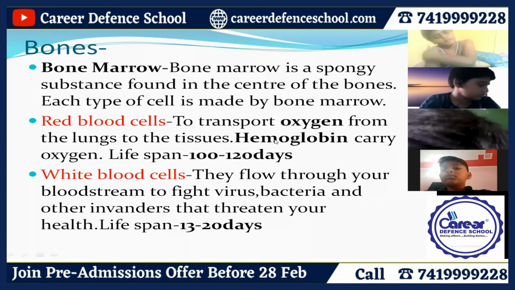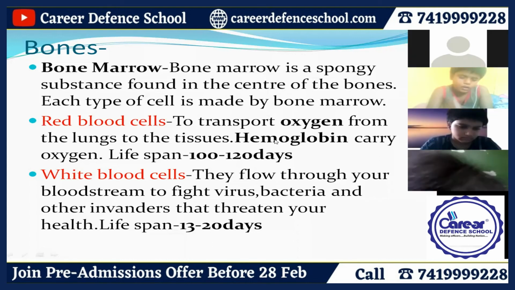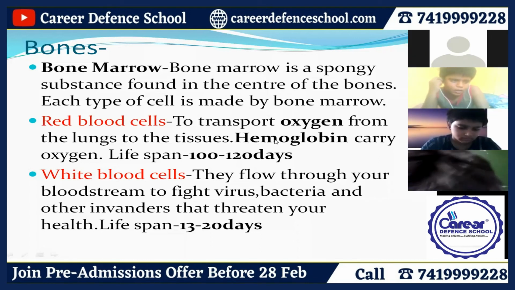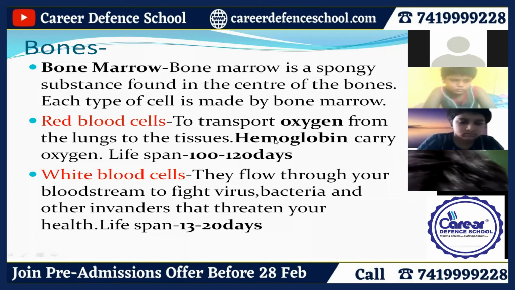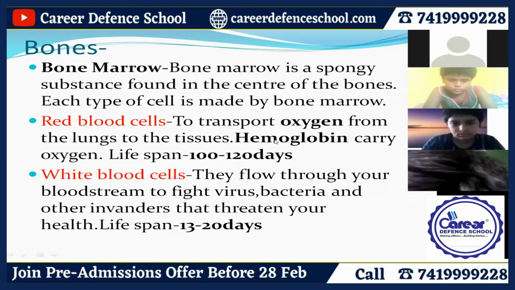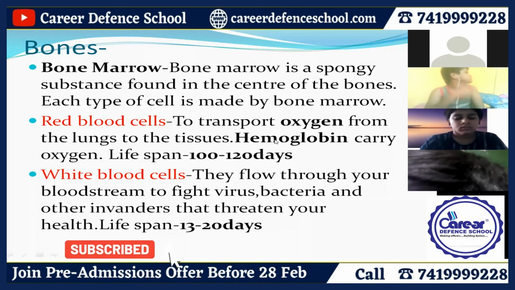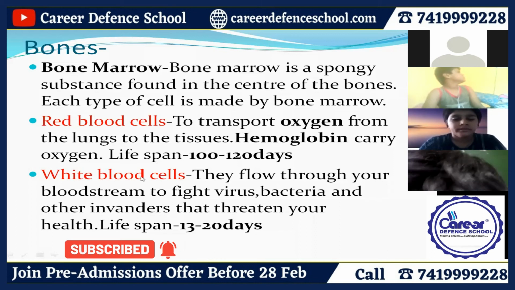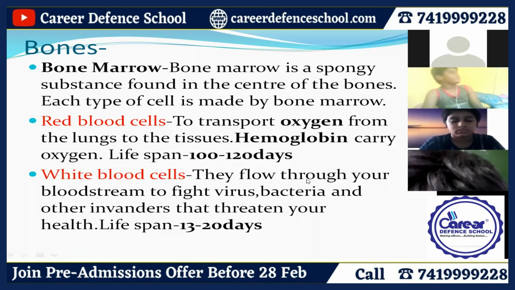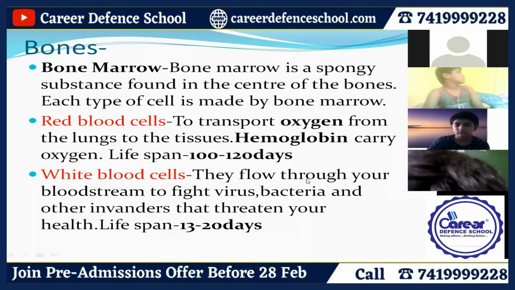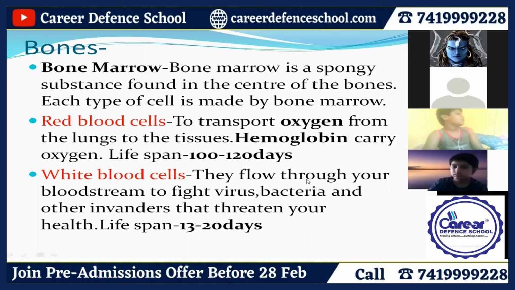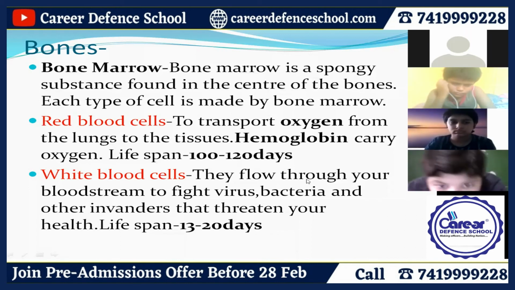Then there is hemoglobin present in your blood which gives the red color to your blood, and it lives for 100 to 120 days in your body. So the function of red blood cells is to carry the oxygen and pass it to each and every cell or tissue of your body. Then what are white blood cells? Basically white blood cells fight with diseases, with the viruses and bacteria which enter your body, and they live for 13 to 20 days. And if you take vitamins and minerals properly in your diet, they will be made quickly.